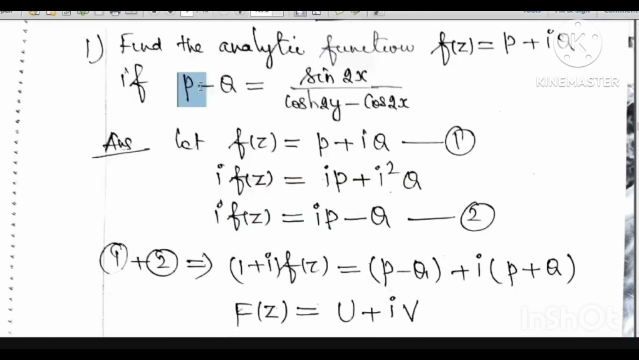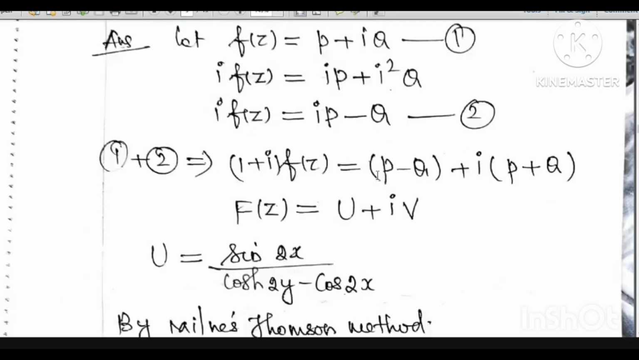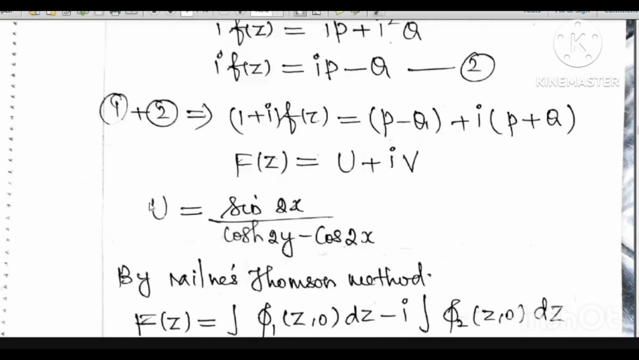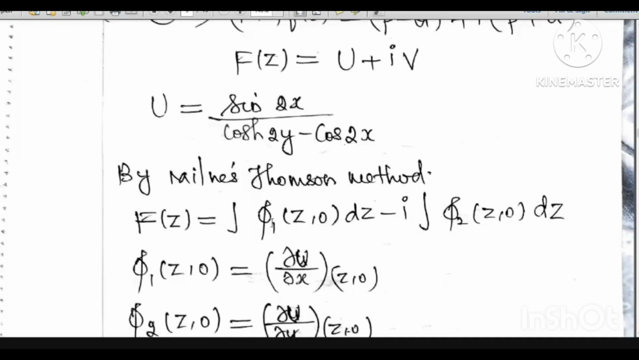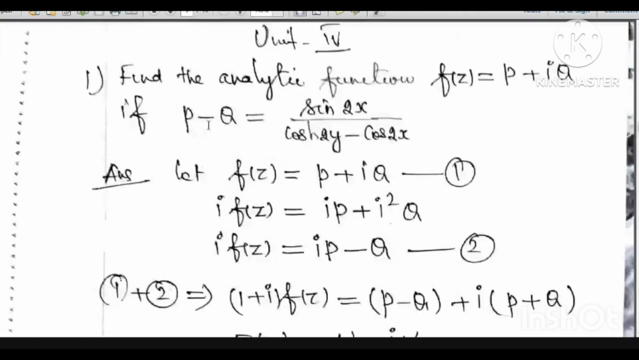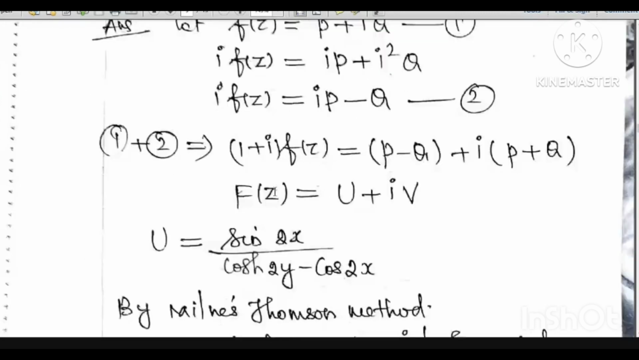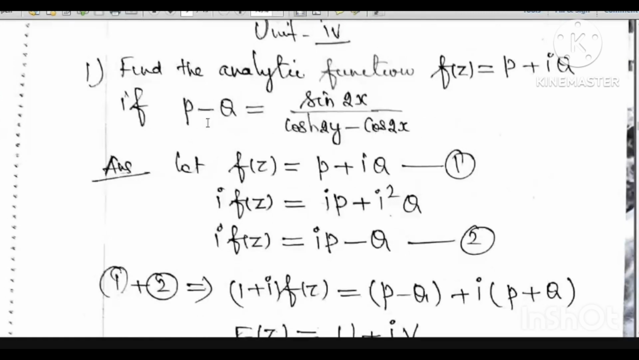So what is given here? Given problem is p minus q. So I am taking p minus q as capital U. Understand? So therefore, p minus q I am considering as capital U. So capital U is equal to sin 2x divided by cos h2y minus cos 2x. By Milne-Thomson method, u is given. Here, u is given. P minus q is given in the problem, but we have changed it to u. Suppose p plus q is given in the given problem, we will take v.